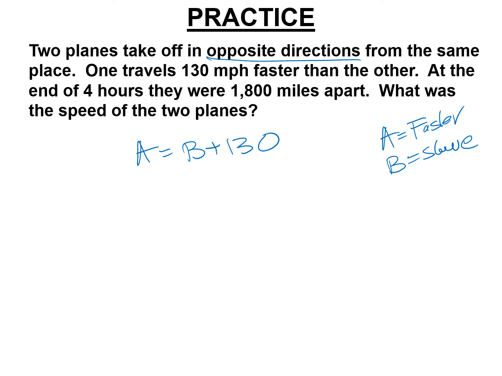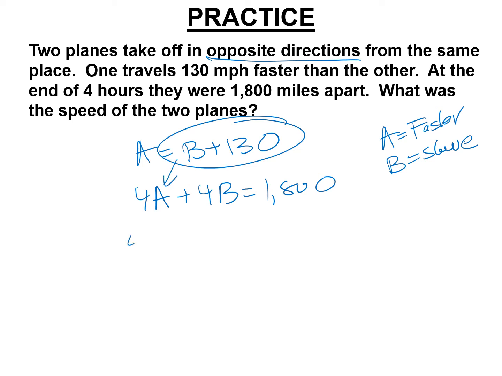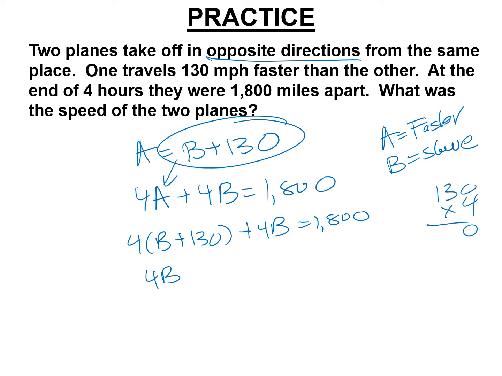And so they're both driving for 4 hours. And the distance is 1,800 miles apart. So that goes where A is. So we have 4 times B plus 130. Really, the writing of the equations is the whole thing. After that, it's the same old over and over again. 130 times 4, I'm getting 520 plus 4b equals 1,800.